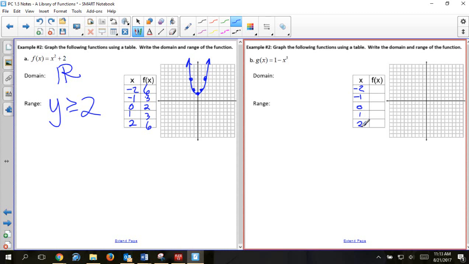So when I cube -2, I get -8, so I'm going to do 1 minus -8. So positive 9. And then we're going to do 1 minus -1, so positive 2. 1 minus 0, 1. 1 minus 1, 0. And 1 minus 8, -7. Domain would be all real numbers, and range is all real numbers.